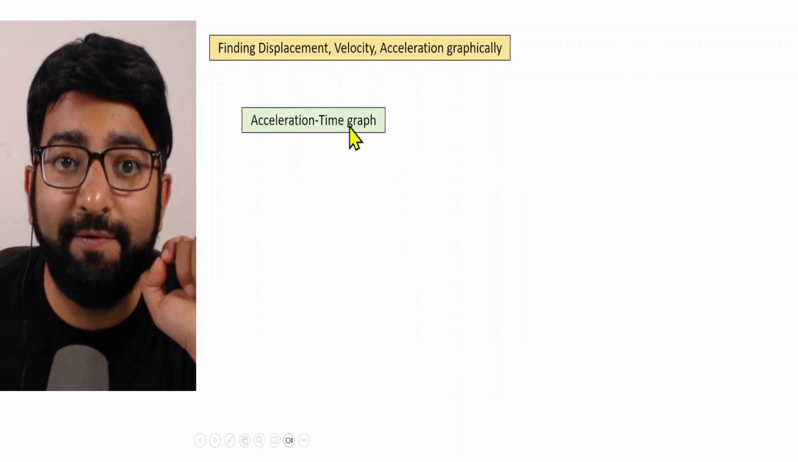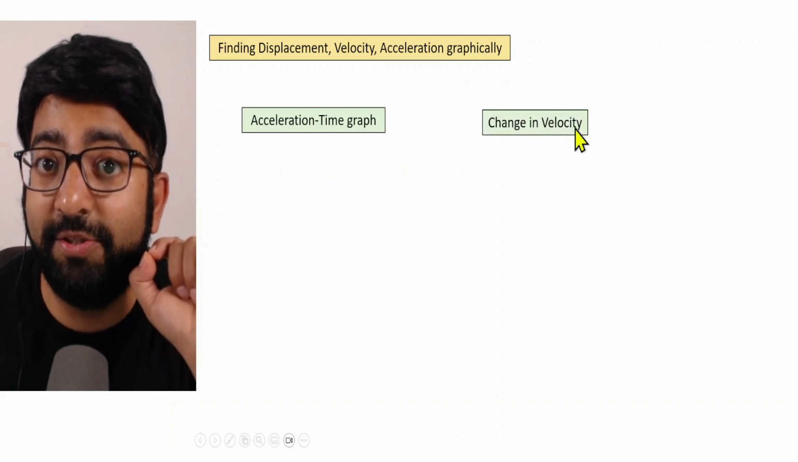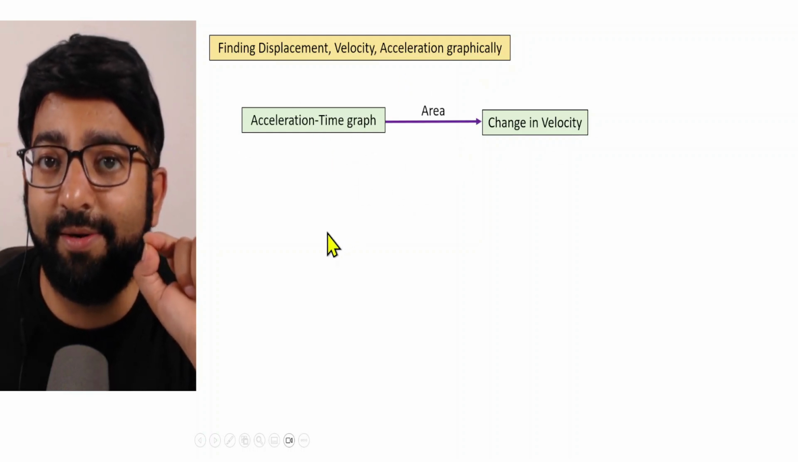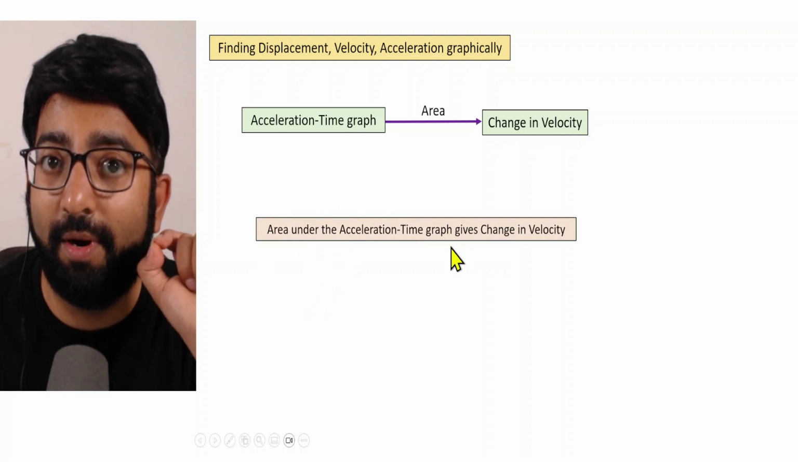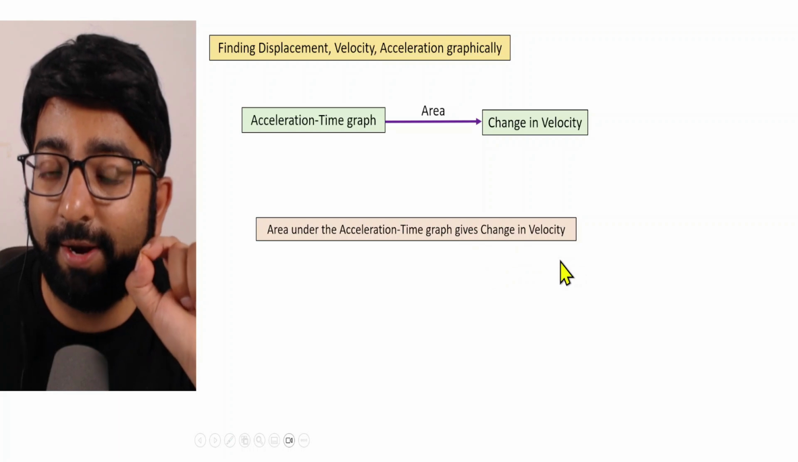If the question has given us an acceleration time graph and the question asks us to find the change in velocity, how do we do it? We will find the area under that graph. So the rule is, area under an acceleration time graph gives change in velocity. So we are going to solve questions based on that.